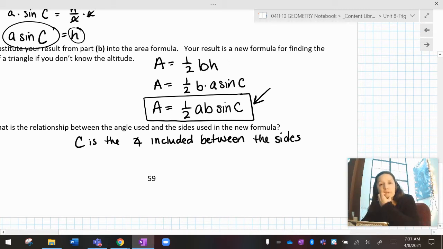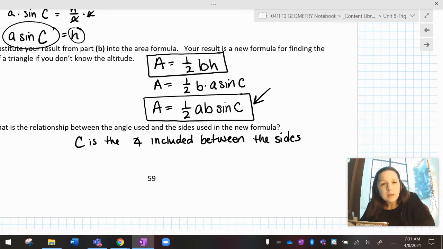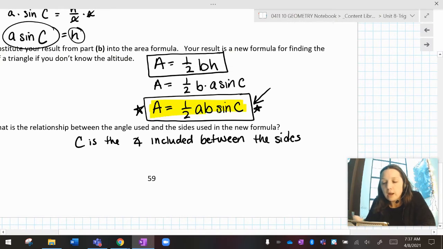Okay. Now, after all of that, what I've done is I have proved that 1/2 base times height is equivalent to 1/2 AB sine C. That proof isn't something that I'm going to ask you to replicate, but I want you to know that this formula that we're about to use did not just come out of thin air. It came from trigonometry. Okay. But what I really need you to know is I need you to know the formula and how to use it.